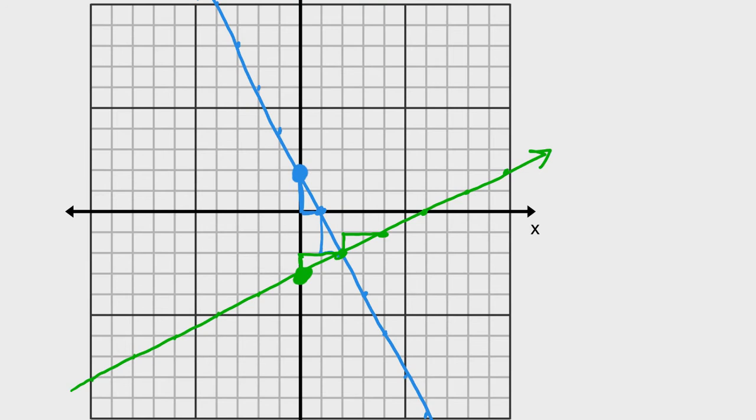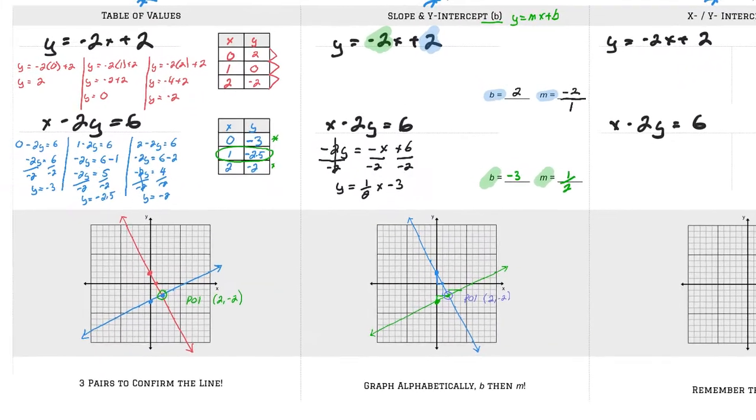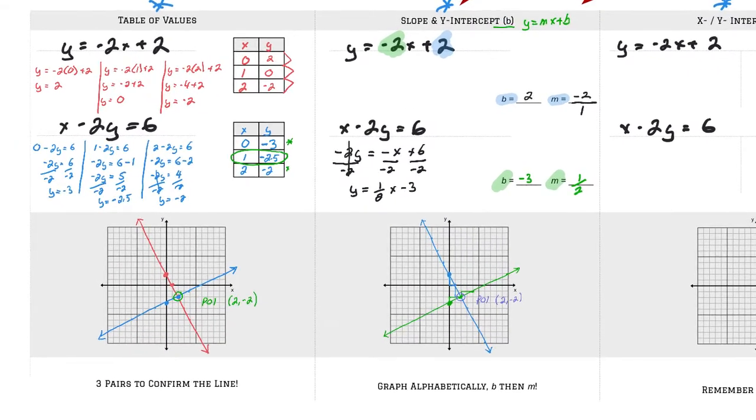Drawing all the way through, giving myself some arrows on the end. The point of intersection is exactly the same as the first graph, which is 2, -2. So now we've done exactly the same thing. We found the point of intersection is 2, -2. First a table of values, and then using the slope y-intercept, graphing alphabetically b and then m.